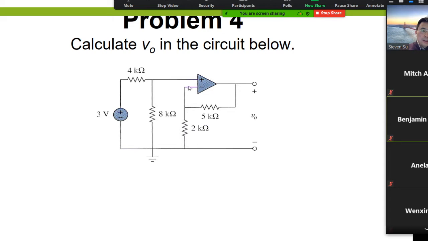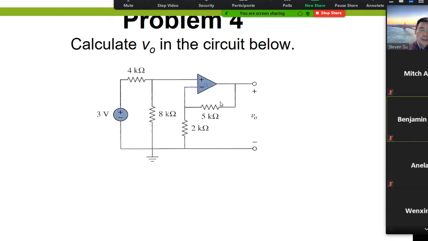It's also a non-inverting amplifier. So in that case, the gain is 1 plus 5 divided by 2, right? So we get the gain. So it's around 3.5, right? Because 5 divided by 2 is 2.5, and 1 plus that is 3.5.